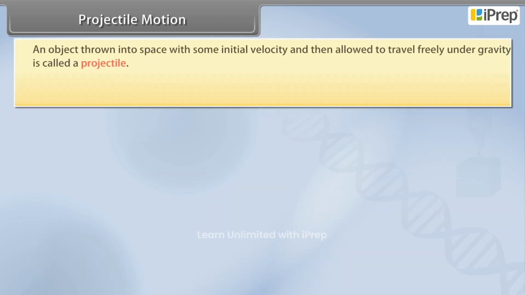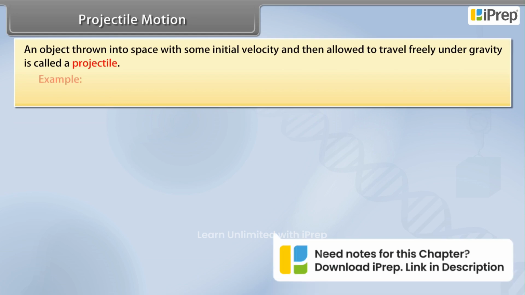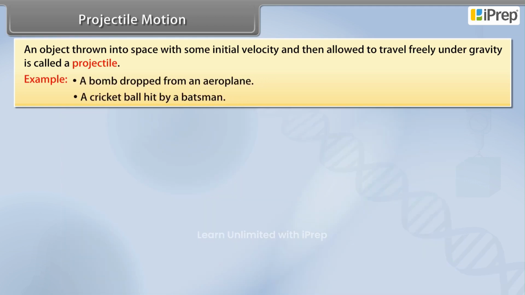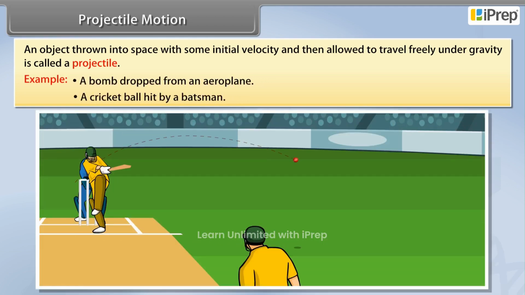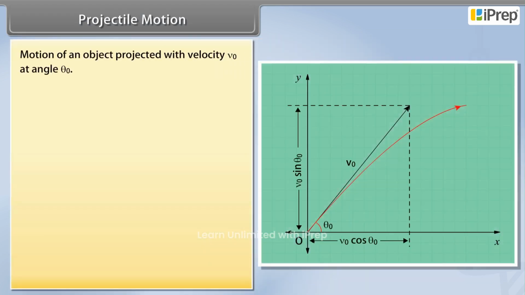Projectile motion. An object thrown into space with some initial velocity and then allowed to travel freely under gravity is called a projectile. For example, a bomb dropped from an aeroplane, or a cricket ball hit by a batsman. Motion of an object projected with velocity v0 and angle θ0 is shown in the figure. The path of a projectile is a parabola.